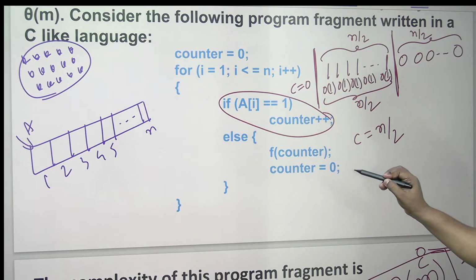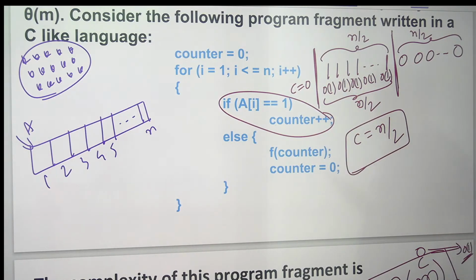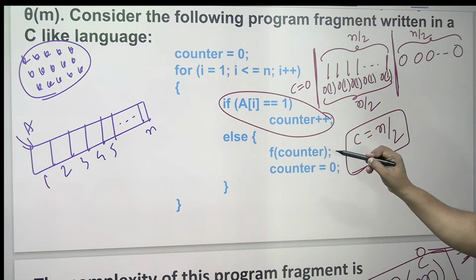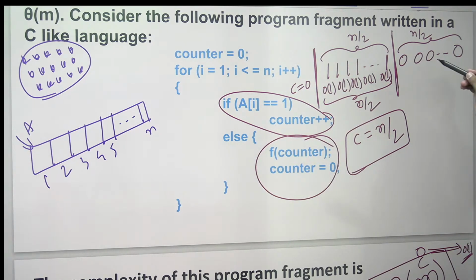But see, interesting thing is counter value n by 2. Now listen, counter value n by 2, that's okay. Now see the interesting answer. Now onward zeros going to come. What is the meaning? If condition fails, come to the else part.